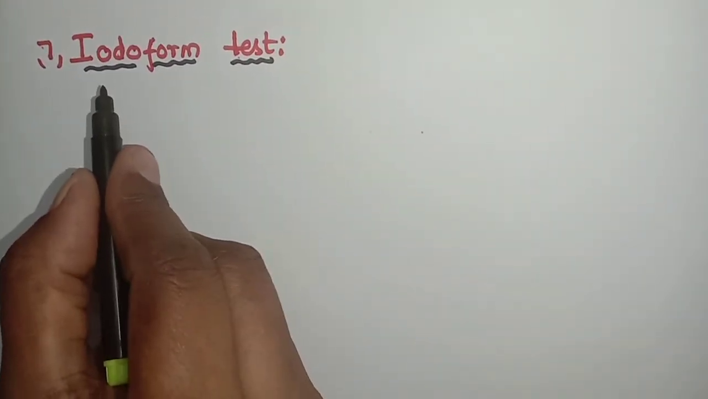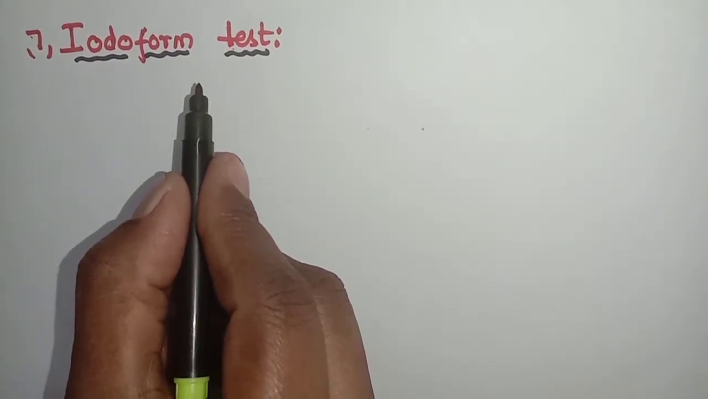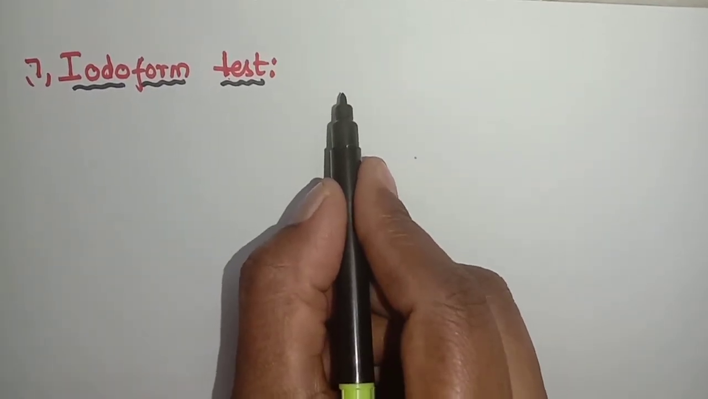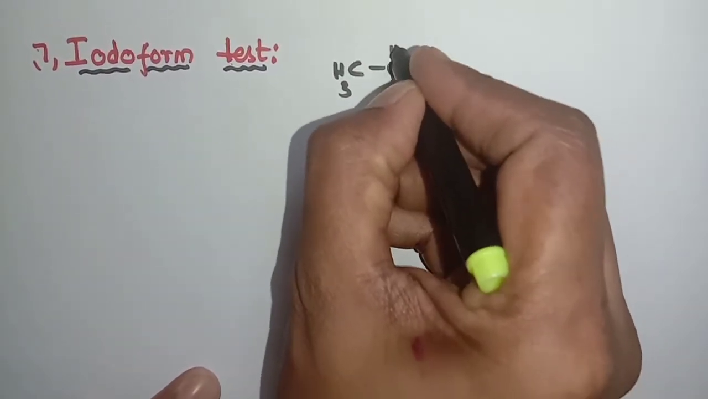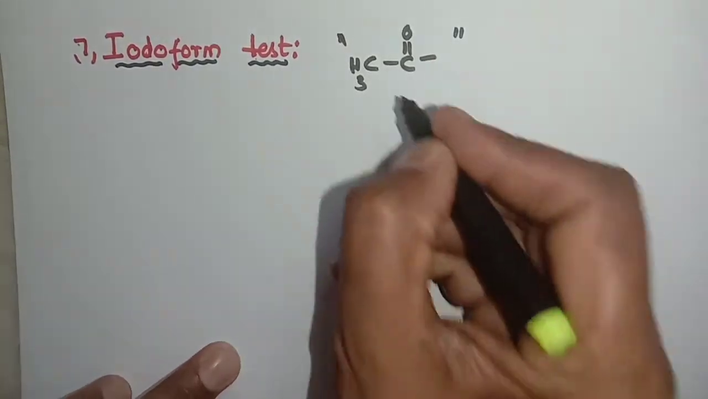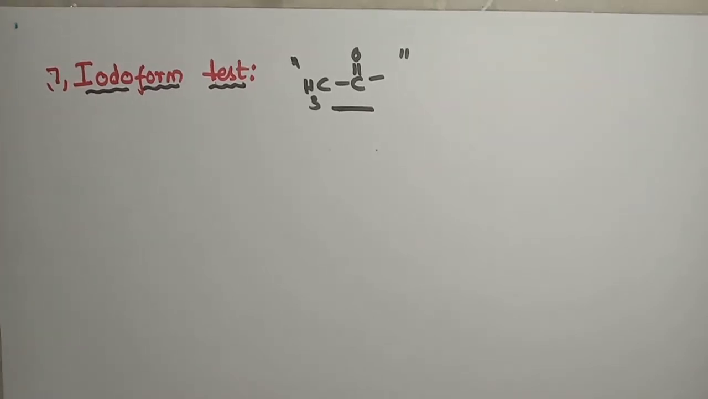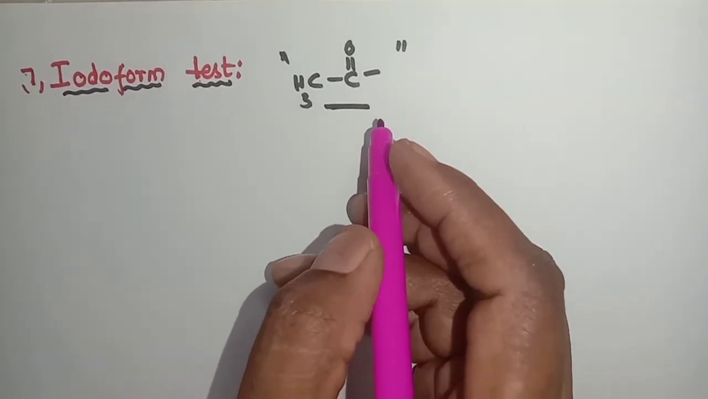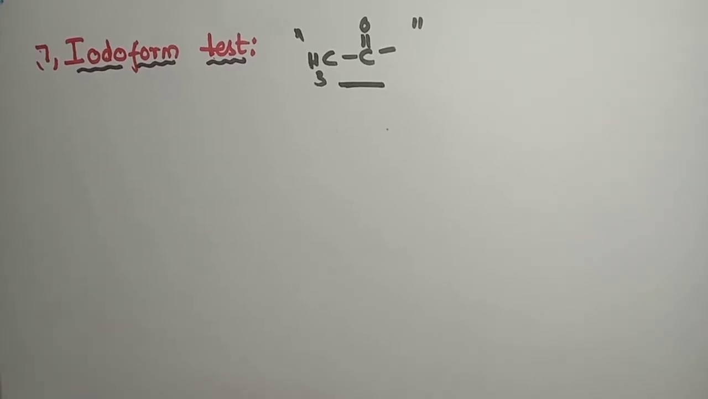Put the side heading number 7, iodoform test. Write down the statement: aldehydes and ketones containing the specific group CH3 C double bond O can react with iodine in the presence of a base or an alkali to form iodoform, and this iodoform is in the form of a yellow precipitate. This is called the iodoform test.